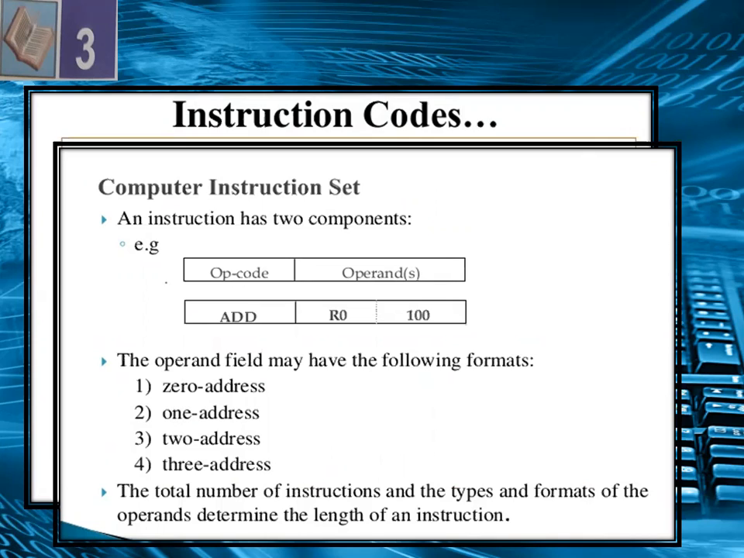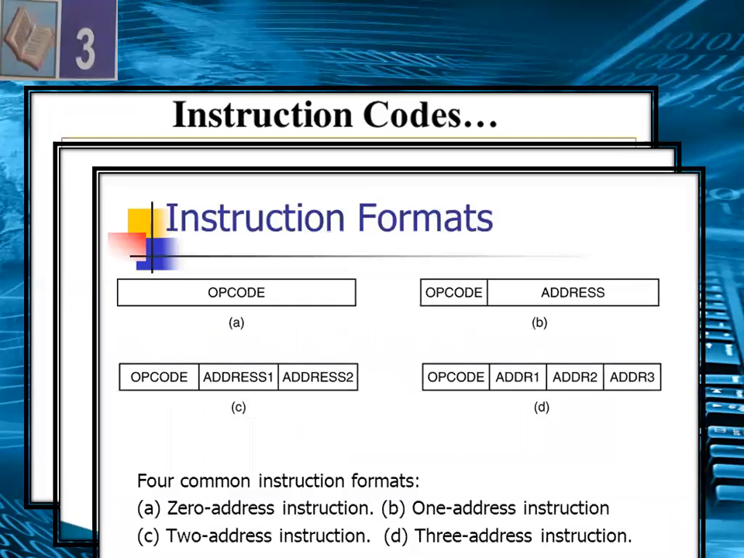When an instruction has two components, opcode and operand, for example add R0 and 100, the operand may be a register address or maybe direct data. So we can classify the operand field into the following formats: 0 address instruction, 1 address instruction, 2 address instruction, and 3 address instruction. The total number of instructions and the type and format of the operands determine the length of an instruction.